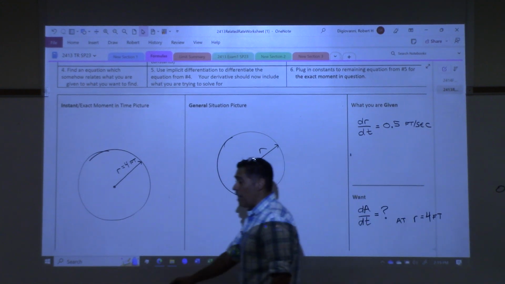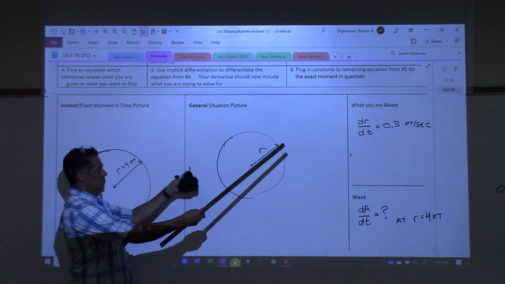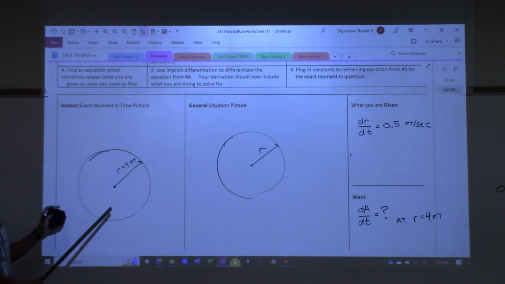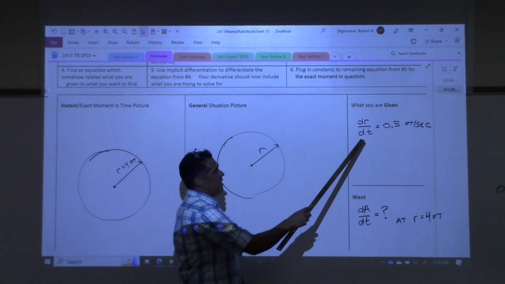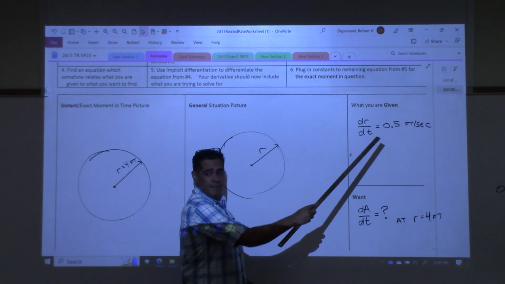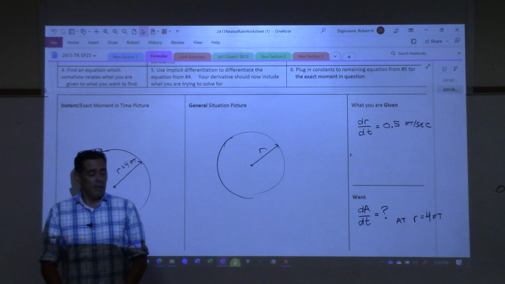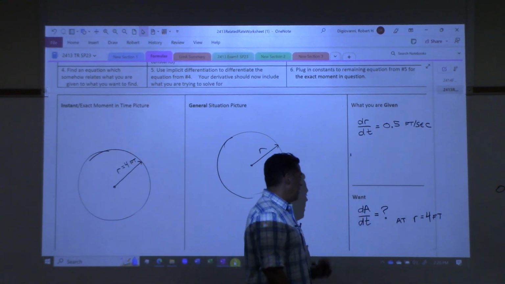Okay, look at this. We've got everything we need. I drew a picture of a circle that's growing. I drew the picture at the exact moment in time that we're talking about. I wrote down what I was given, which was a derivative, and I wrote down what I want, which is another derivative. And I also wrote down when I would like to know what this is.